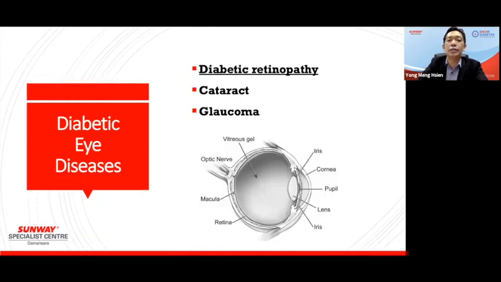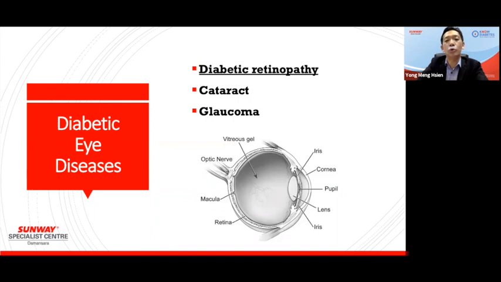Diabetic eye disease is a group of diseases that relate to diabetes mellitus itself, and the top three of it are diabetic retinopathy, cataract, and glaucoma. In diabetic retinopathy, high sugar level in the body will cause harm to the blood vessels in the retina. The retina is a layer of tissue in the back of the eye that is sensitive to light. It is similar to the film inside of the camera.